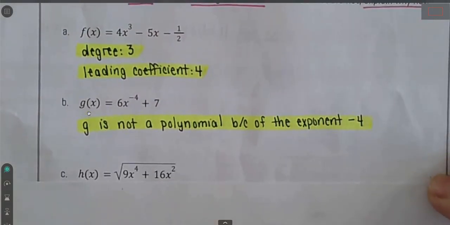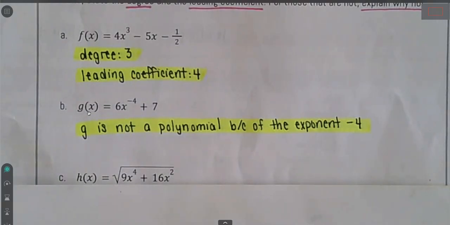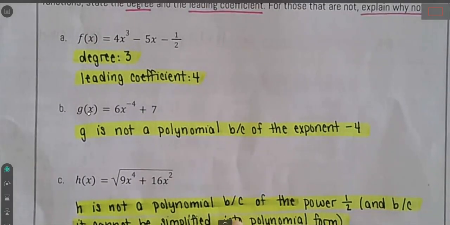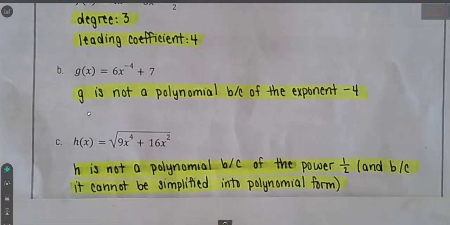All right, for number 3, who can tell me why this one is no? I'll give priority to team 4. I think they're the only ones who got this one. No, team 1 also got this one. Team 1 or 4. Anyone from teams 1 and 4? It's the square root. I'll take it. All right. So h is not a polynomial because of the power of 1/2. Remember, square root is like a power of 1/2, and it can't be simplified into polynomial form. So the square root would have been fine if it simplified into polynomial form, but in this case it does not.